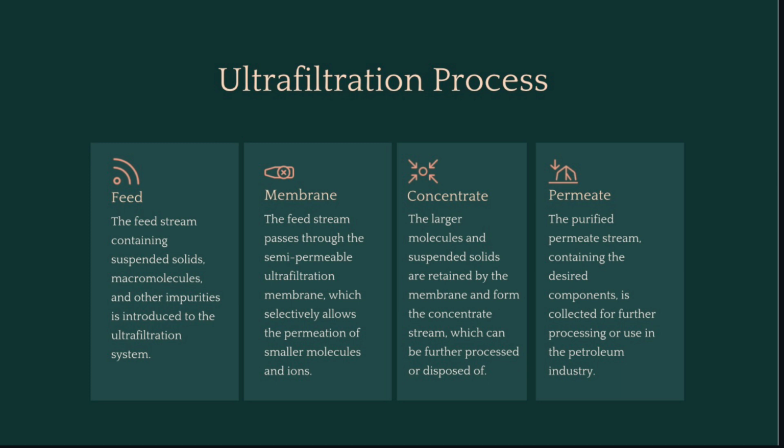So this slide includes the simplified process of ultrafiltration. First, the feed stream containing suspended solids, macromolecules, and other impurities is introduced to the ultrafiltration system. Then, the feed stream passes through the semi-permeable ultrafiltration membrane, which selectively allows the permeation of smaller molecules and other ions. Next, the larger molecules and suspended solids are retained by the membrane and form the concentrate stream, which can be further processed or disposed of. Lastly, the purified permeate stream containing the desired components is collected for further processing or use in the petroleum industry.